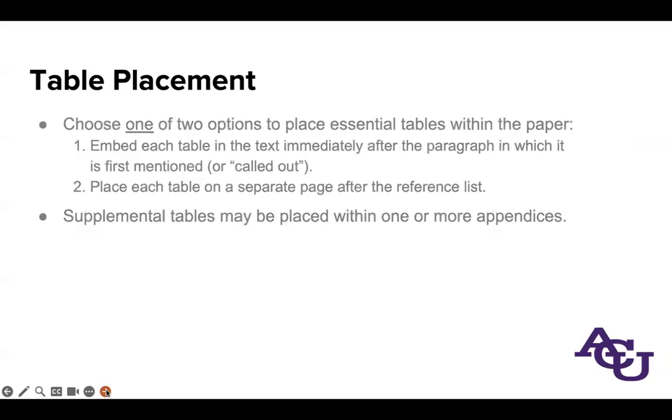To place the tables in your draft overall, you can choose one of 2 options for tables that are essential to understand your text. You can either put each table in your text immediately after the paragraph in which you first mentioned it or called it out. Remember, we said you have to say something like, see table 1. So right after that paragraph, you could put the table right there. If you thought that the tables were kind of distracting, but they still need to be a very essential part of your text, you can put each table on a separate page after the references list.